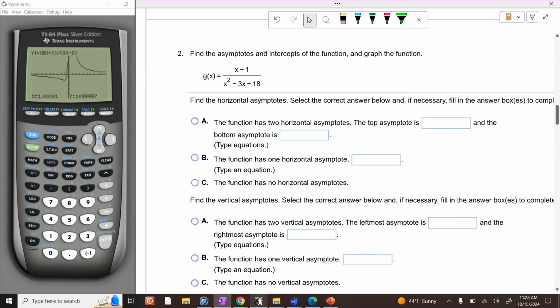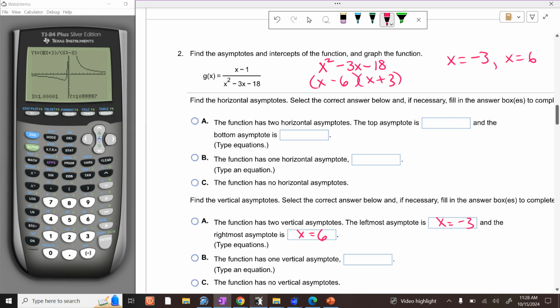So look at this one. First step, find your vertical asymptotes. How do we find vertical asymptotes? Set the denominator equal to 0. X minus 6, x plus 3. So x equals negative 3 and x equals 6. So it has two vertical asymptotes. The leftmost one is x equals negative 3, and the rightmost is x equals 6.